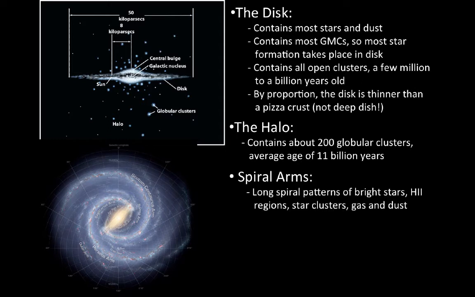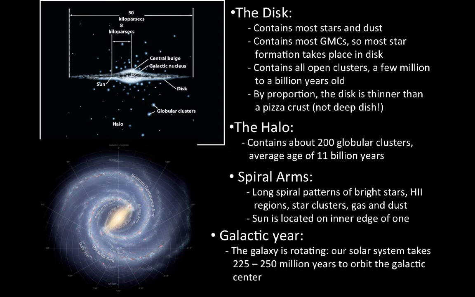The spiral arms are long spiral patterns of bright stars, H II regions, star clusters, gas and dust. Our sun is located on the inner edge of the Perseus arm in the region called the Orion spur. The galaxy is rotating, in that the stars are all orbiting the galactic nucleus. Our solar system takes about 225 to 250 million years to orbit the galactic center.